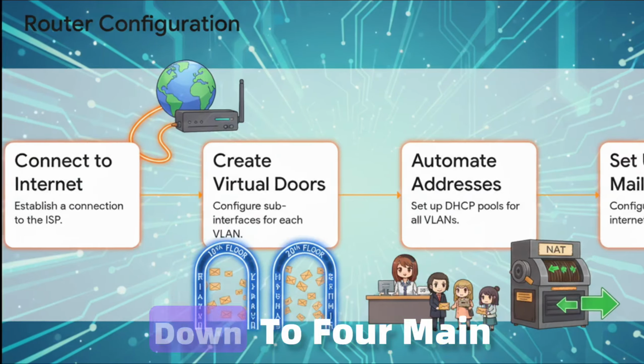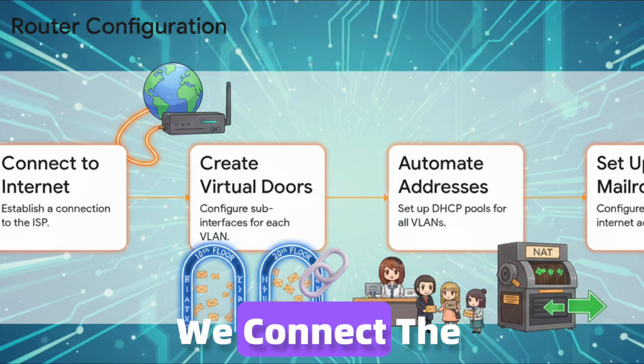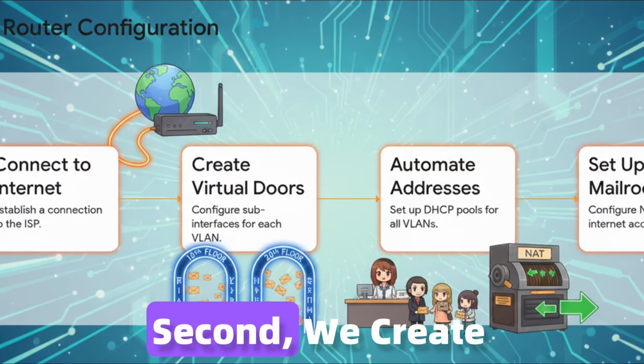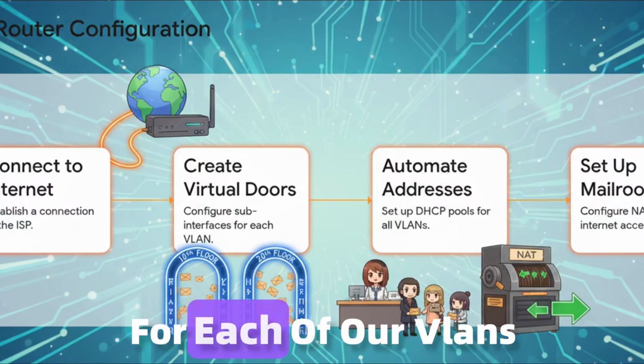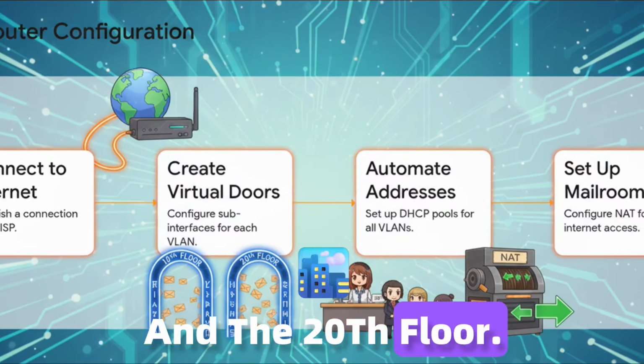Really, it all boils down to 4 main steps. Step 1, pretty obvious, we connect the router to the internet. Second, we create these virtual doors for each of our VLANs, so the router knows how to talk to the 10th floor and the 20th floor.